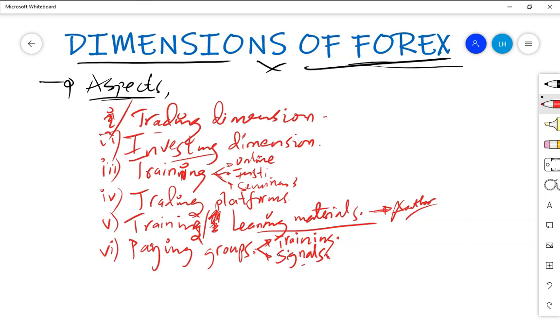So people also make money through charging those fees to people who join those paying groups.